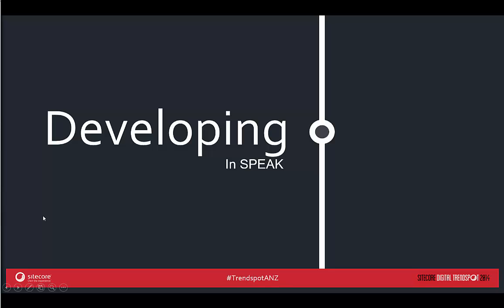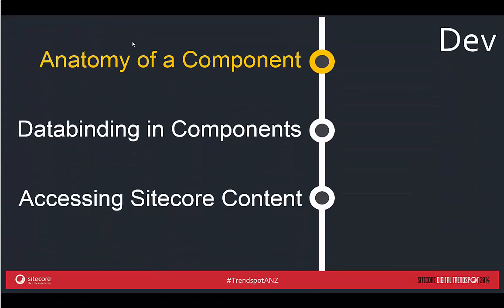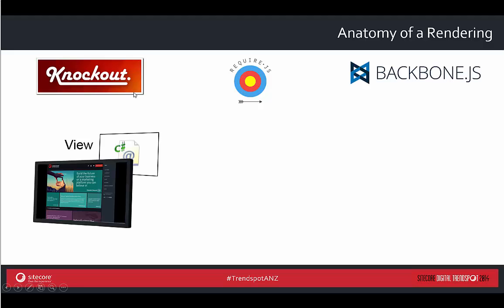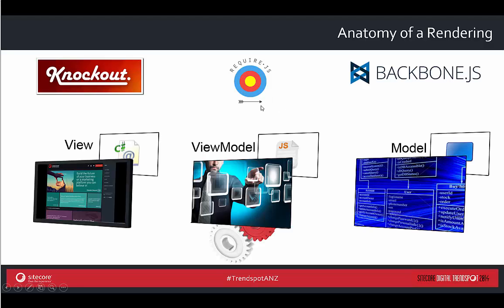Okay, so continuing on, I want to look at development, wherein we will create our own custom components within Cycle. So again, I'd just like to reiterate what's inside a component. In Cycle 1.0, we will have Knockout, Require.js and Backbone, and together these will provide us with the view model, model view model.